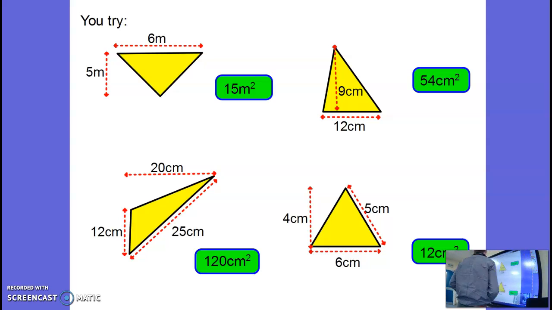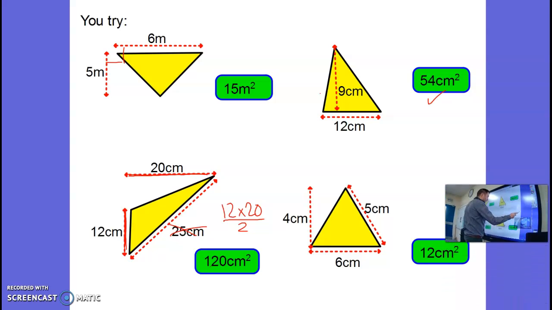Right, the first one there, 6 times 5 divided by 2, 15. Doesn't matter if it's upside down, back to front, we've still got perpendicular lengths. Multiply them together and half it. Call this one number 2. Base times height divided by 2. Pretty straightforward. Down here we've got 3 lengths and we've got to select the ones that are at right angles. Not so easy to spot here, but here the useless information was the 25. Well, useless for area. The key information was the 12 and the 20. So for this one it was 12 times 20, then divide by 2, and we got 120 centimetres squared.